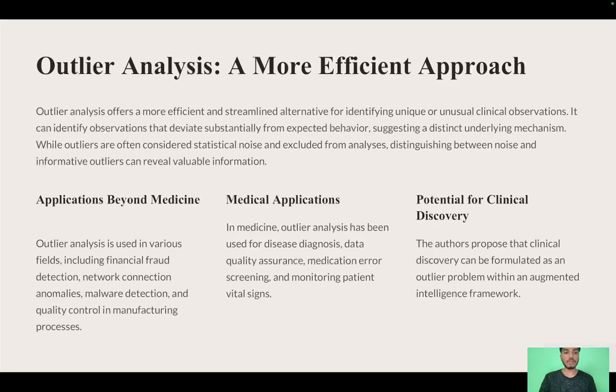There are applications beyond medicine, and medical applications, with potential for clinical discovery. Outlier analysis is used in various fields, including financial fraud detection, network intrusion and malware detection, and quality control in manufacturing processes. In medicine, outlier analysis has been used for diagnosing data quality assurance, medication error screening, and monitoring patient vital signs. The potential for clinical discovery: the authors propose that clinical discovery can be formulated as an outlier problem with an augmented intelligence framework.